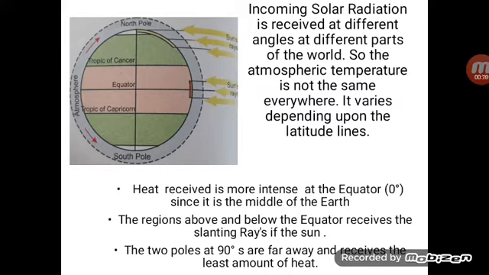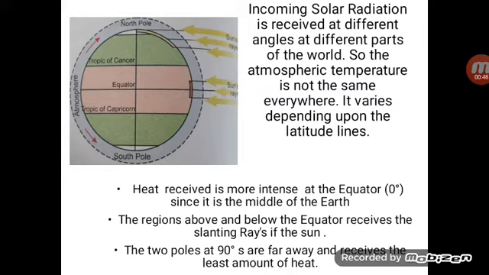Now, the incoming solar radiation or insolation is received at different angles at different parts of the world. So, the atmospheric temperature is not the same everywhere. It varies depending upon the latitude lines. Now in the diagram on the left side, you can see according to the latitude lines, they have shown the sun rays falling on the earth.